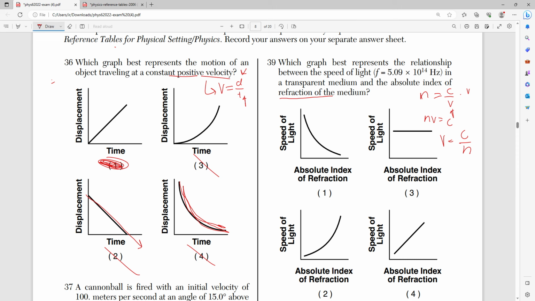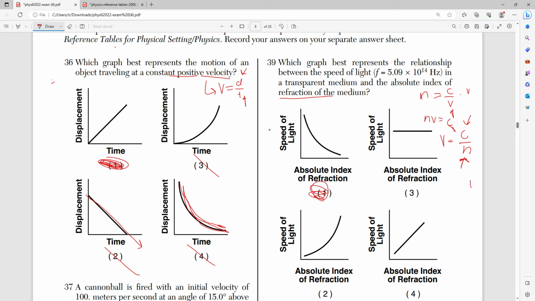Now, if we think about it, c is constant. The speed of light is always going to be the same, 3 times 10 to the power of 8. Since this c never changes, the only thing that can change is this n. So if I cannot change my numerator, but I can change my denominator, and I increase my denominator, obviously the speed of light is going to go down.